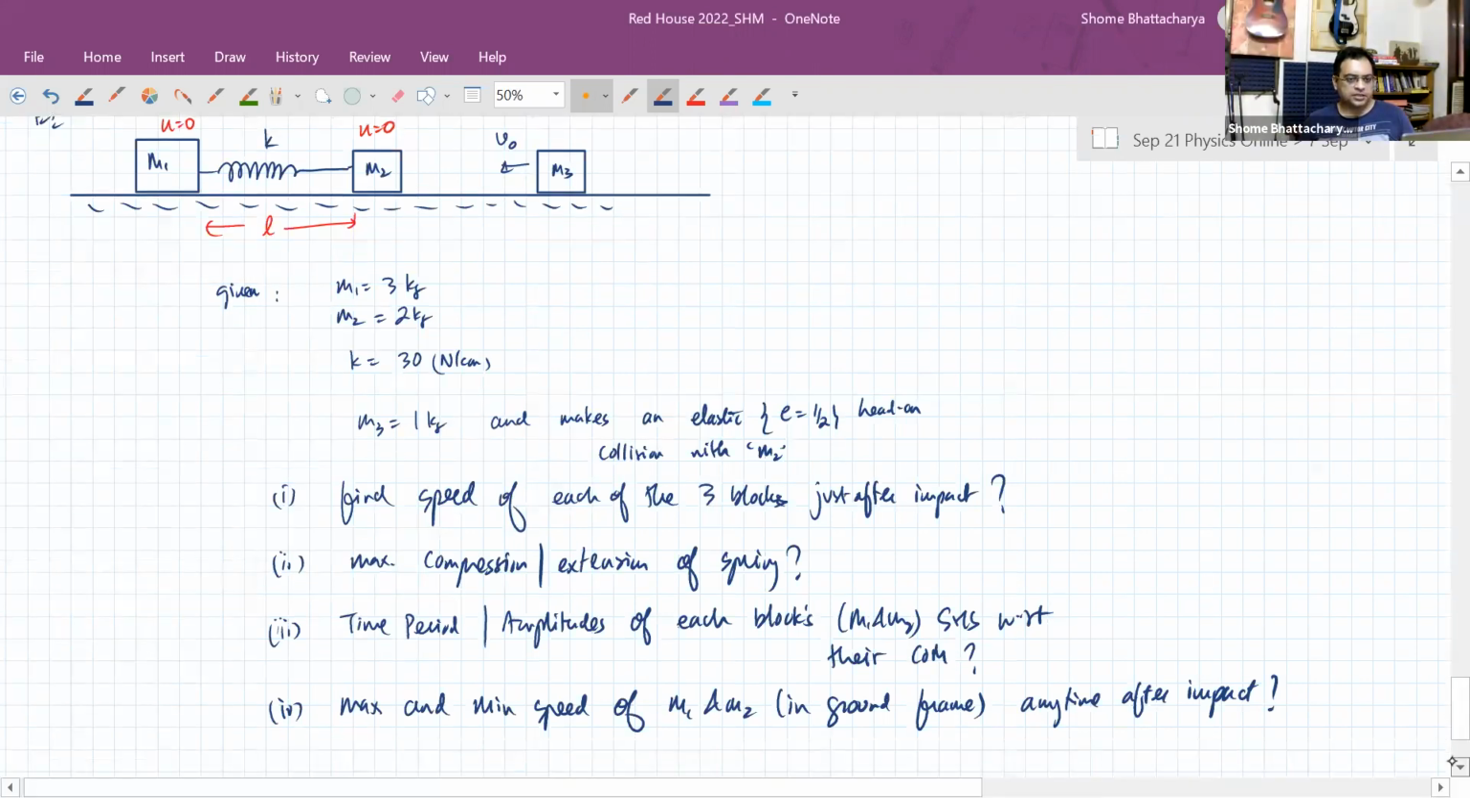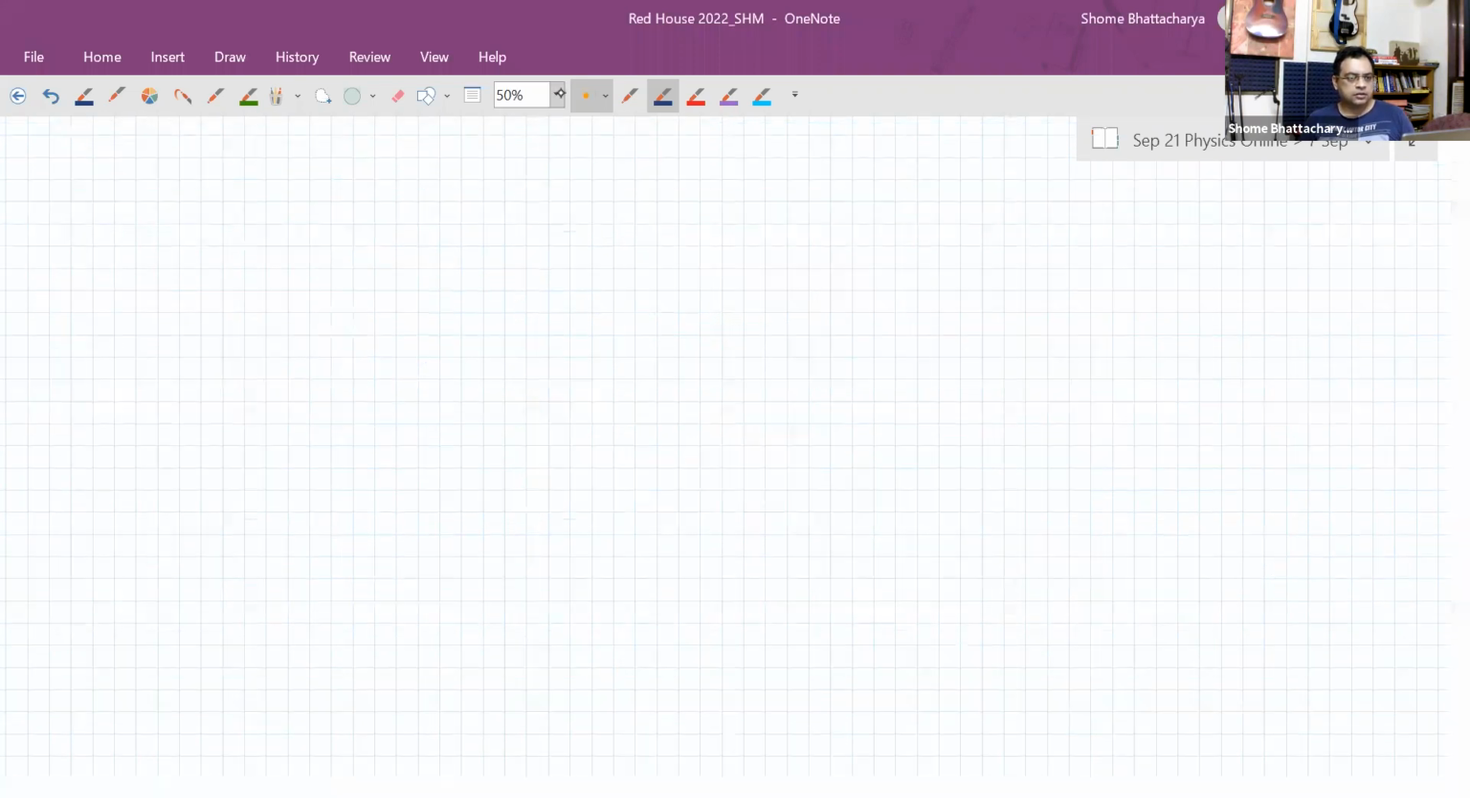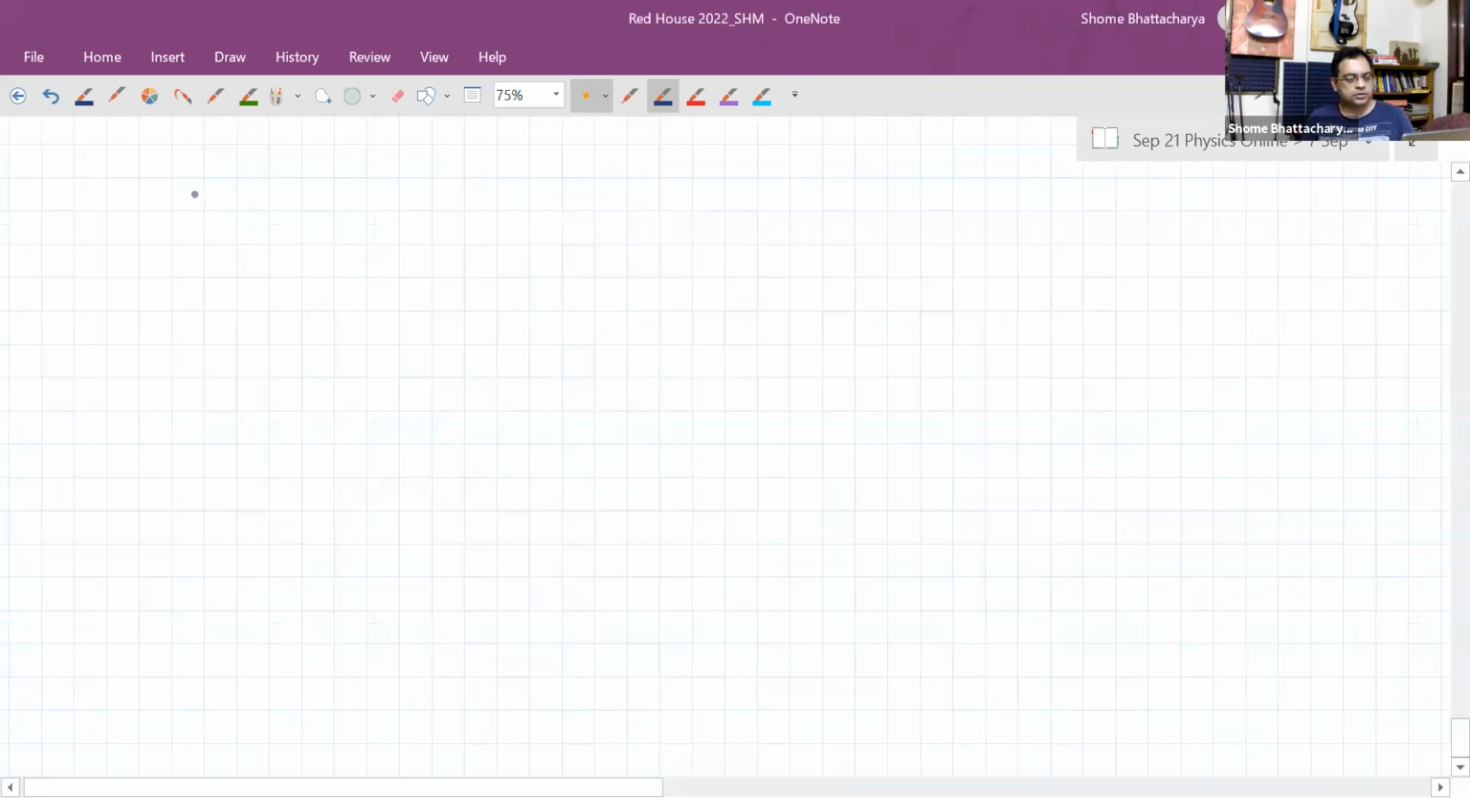Okay, so I'm just giving you the results of the collision part first. Generally I prefer to use these kinds of formulae for the collisions. Let me just show you what I'm going to do.